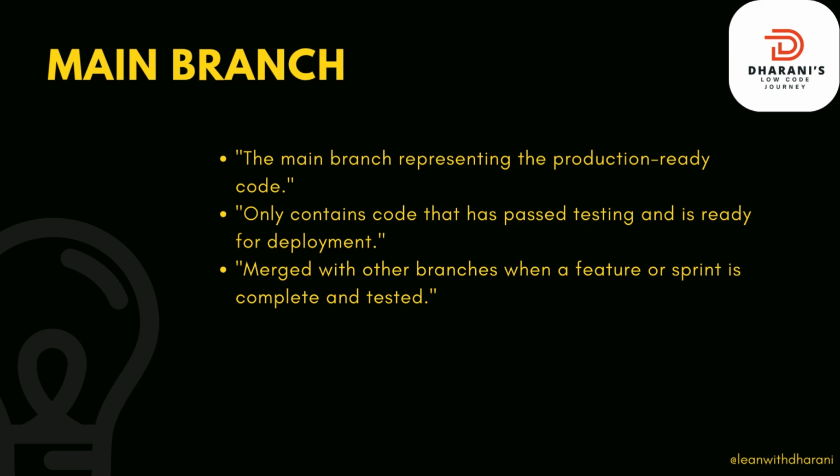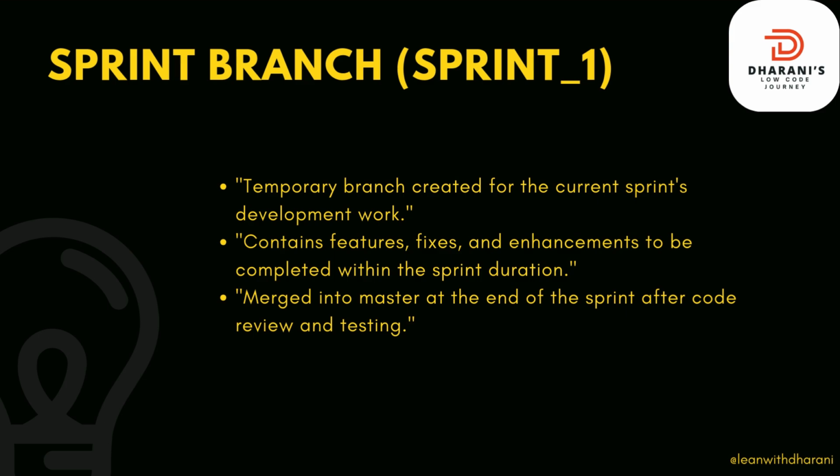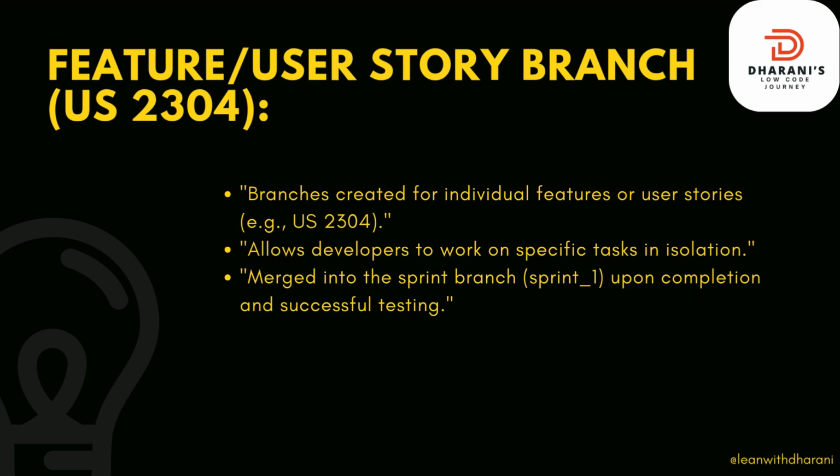The main branch is the primary branch where the stable, production-ready code lives. You only merge here when you are confident that everything is working perfectly. And next is the sprint branch or the release branch. This is where the active work happens. You might also hear this called a dev branch. It's the place to test new changes before they go to the main branch.